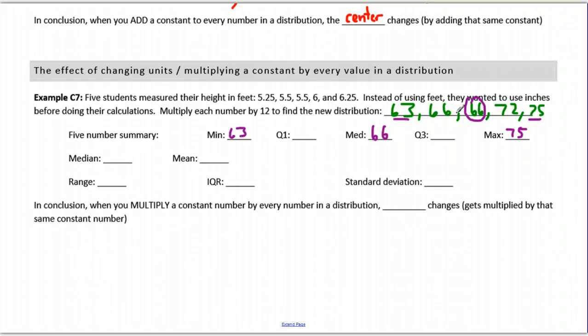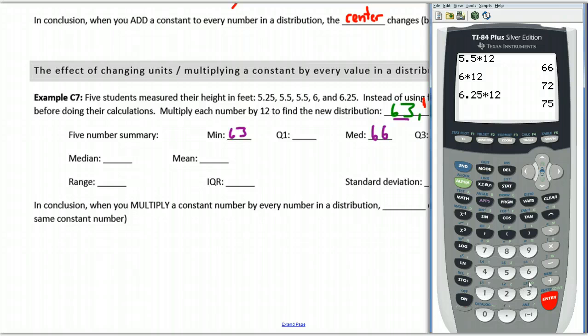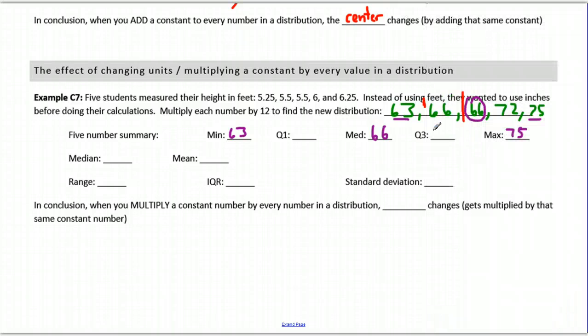To find my first quartile, I look over here on this side of my median, and I say, what's in between 63 and 66? Because I don't have a middle number here, I have to take the average of these two. And 63 and 66, if you average them together, you add them together and divide by 2. So add them together, then divide by 2, I would get 64.5. And 64.5 is exactly halfway in between those two numbers.